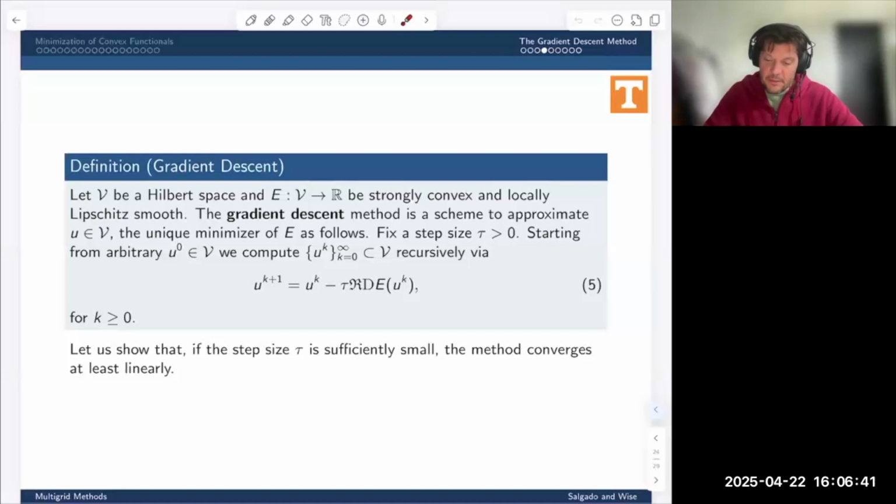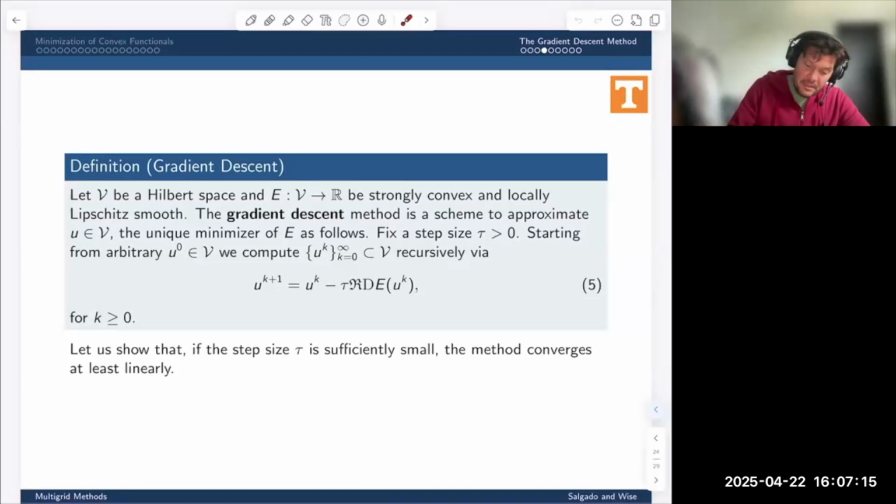Welcome back to Multigrid Methods. Today I'm going to remind you of the definition of the gradient descent method for our convex optimization problem. We'll state a convergence result, and then I'll walk you through the proof. And then we're going to use that as a springboard to go into chapter 12, where we're going to develop much more sophisticated algorithms for this convex optimization problem.